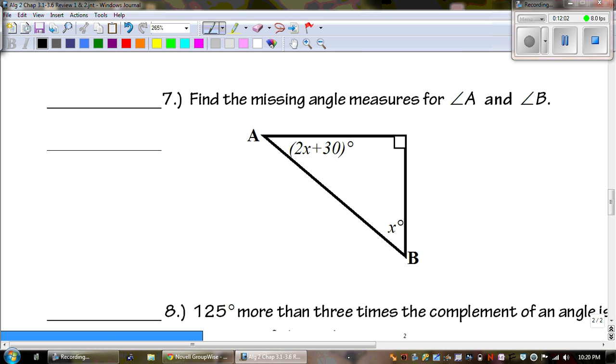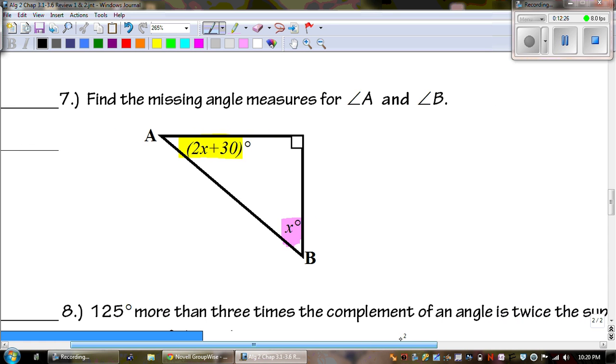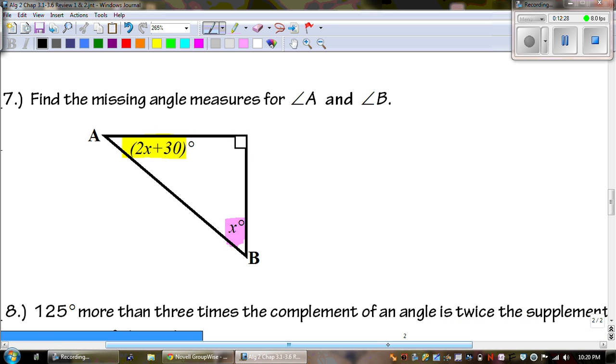So number 7 is asking us to find the missing angles. Okay, we have angle A and then angle B. So on these lines, I'm going to say we need to find the measure of angle A and the measure of angle B, just to remind us. So what do we know about the measure of the angles of a triangle? I know if I add up the 3 angles, it's going to equal 180.